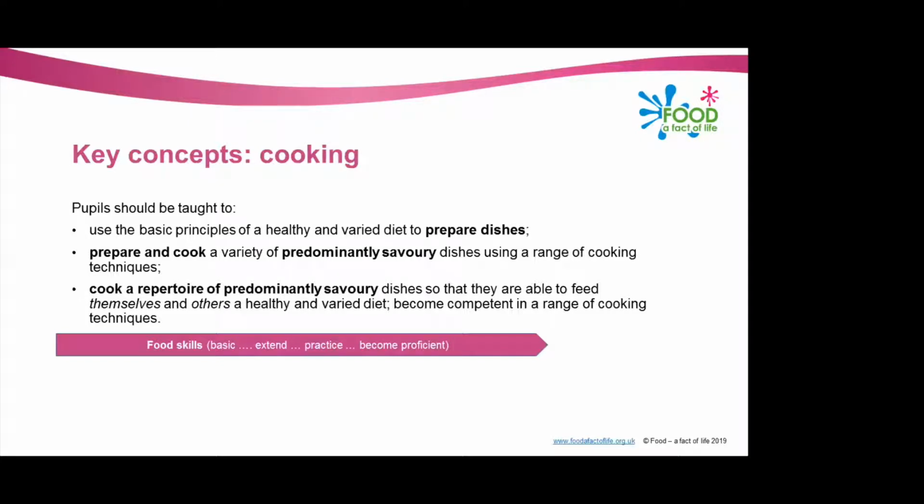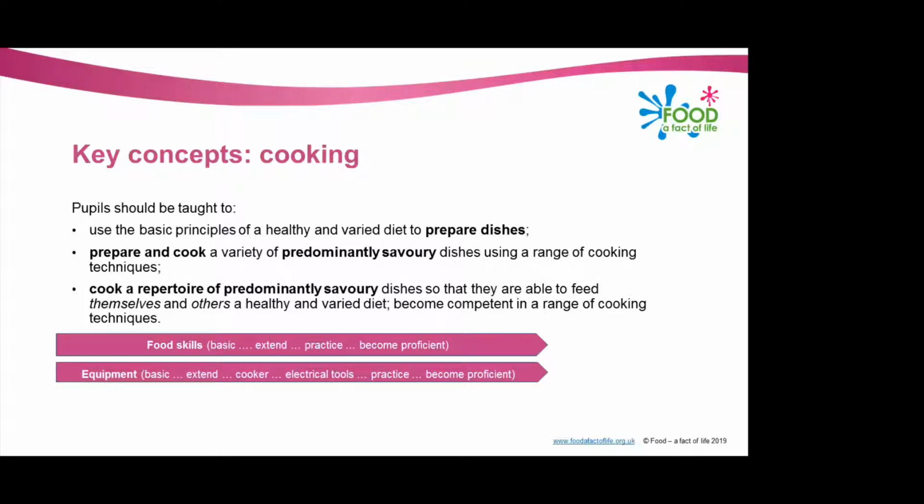And then over time, we want to extend those food skills, and we actually want them to practice those food skills in order to become more and more proficient at those different ranges of food skills that we introduce over time. If we think about equipment in the same way, we want them to use some basic equipment to begin with. So linking to the food skills, we want them to think about maybe using a spoon, using a butter knife, holding a bowl, perhaps using a very simple grater. And then again, the same principle that we wish to extend, use different types of pieces of equipment.